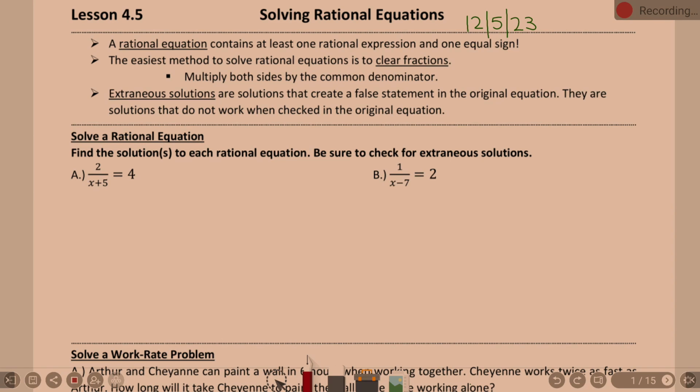Okay, so we're going to start here with a couple of basic problems. The trickier ones are on the back, but we're going to start basic here. So find the solution to each rational equation. Be sure to check for extraneous solutions. You see the equation 2 over x plus 5 equals 4. Ideas of where to start. Ideas of how to solve here.